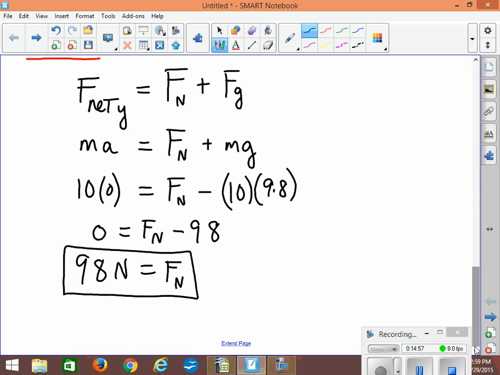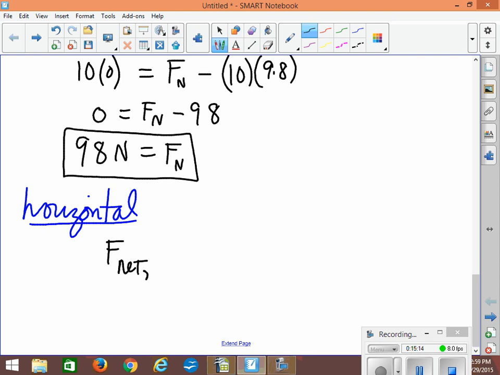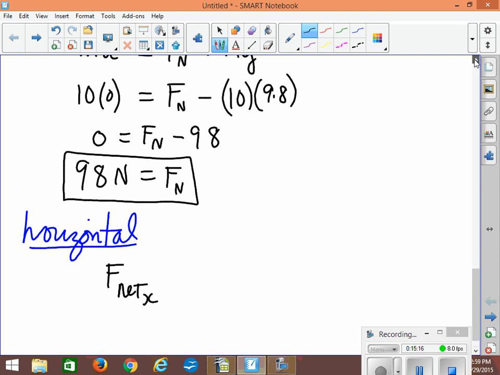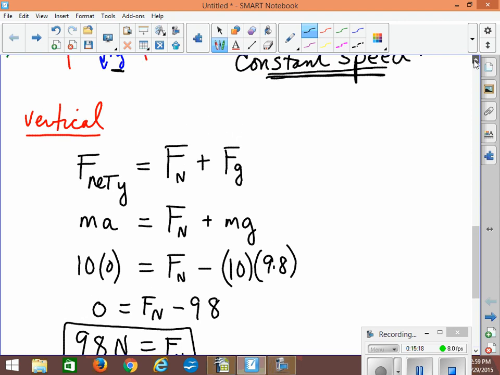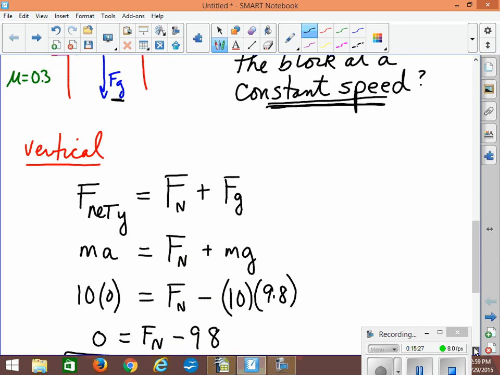All I changed was a little bit about the horizontal forces. So let's take our blue pen here, and now let's look at the horizontal lefty-righty forces. For horizontal forces, I write F net x, the sum of all of the sideways arrows. And so we look up here at the picture, and we see that the sideways arrows, there are two of them. There is the applied force that I'm looking for, and there is this frictional force on the other side, trying to oppose the motion.